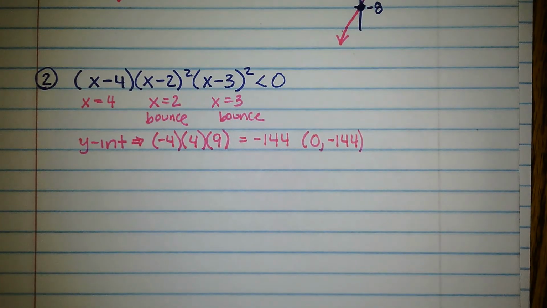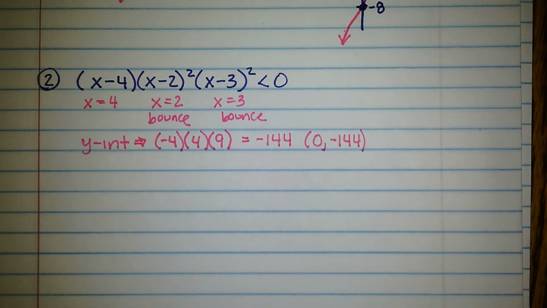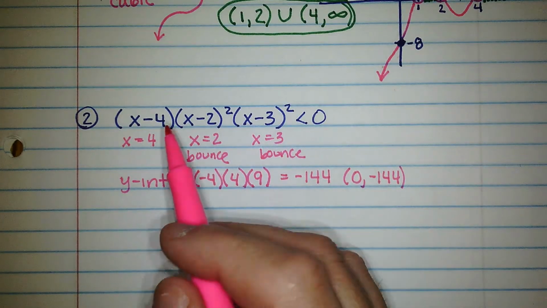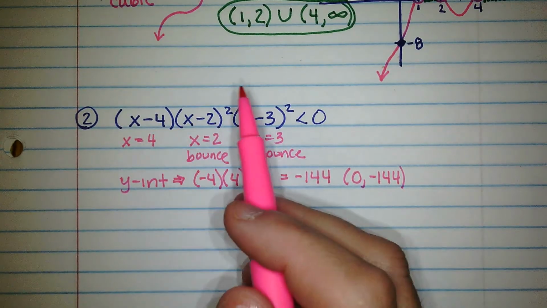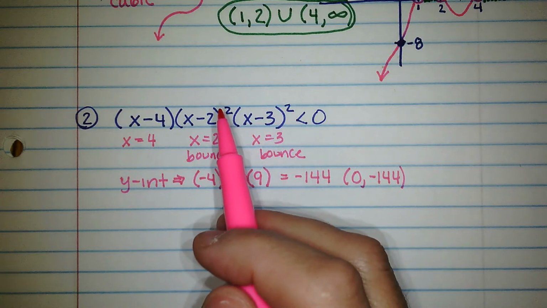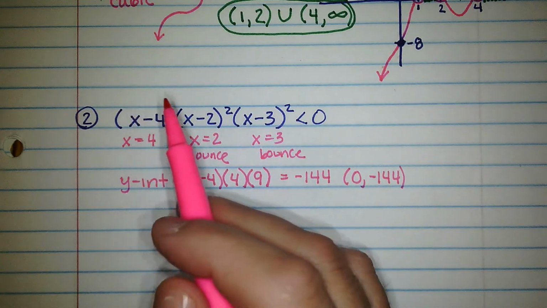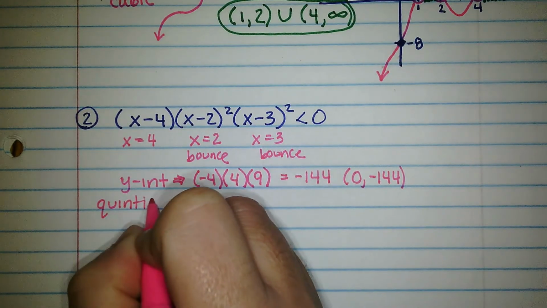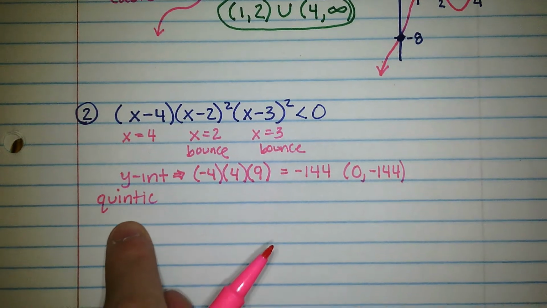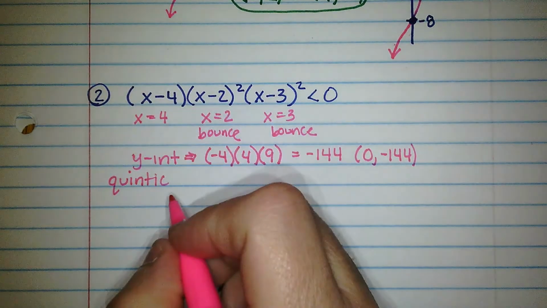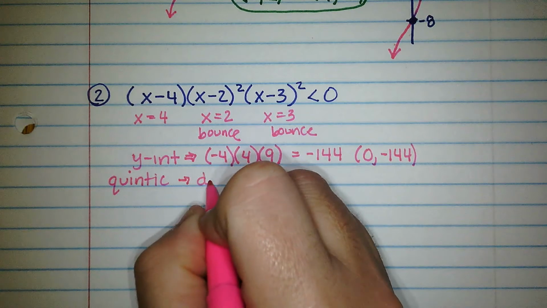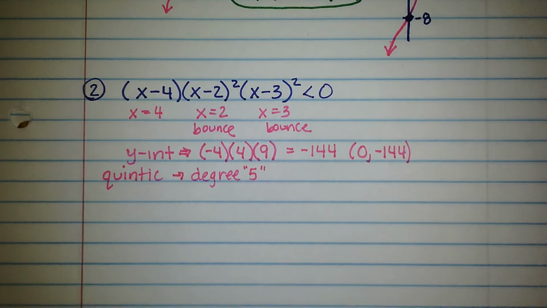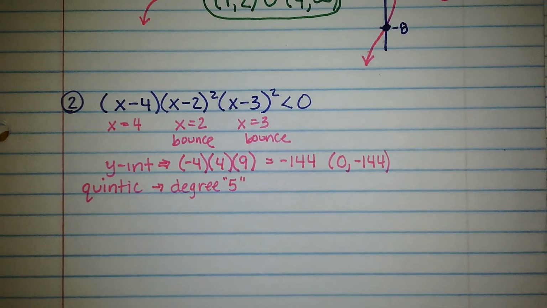The next thing we're going to do is take a look at the shape of this thing. Now, we have 2 bounces in this thing, and we have a single root as well. Well, there's 2 plus 2 plus 1 more. That makes this a quintic. Now, we haven't seen quintics in a minute. So just to review, a quintic is a 5th degree polynomial. And all odd number degree polynomials share the same shape.